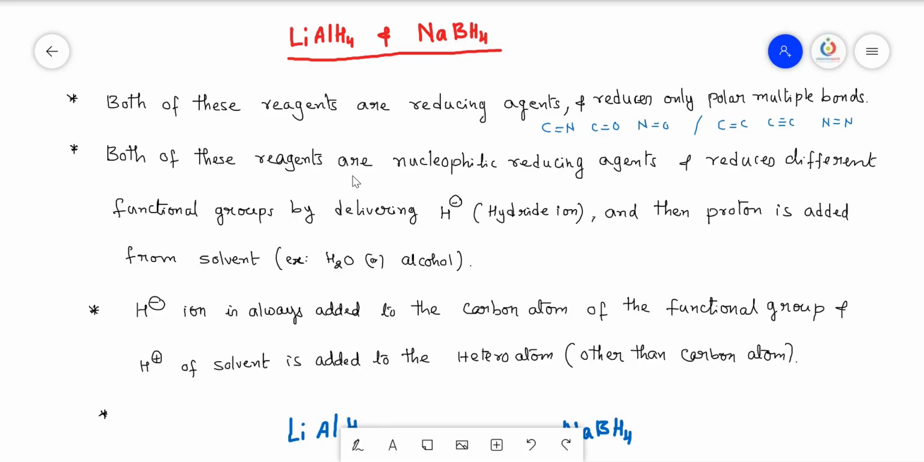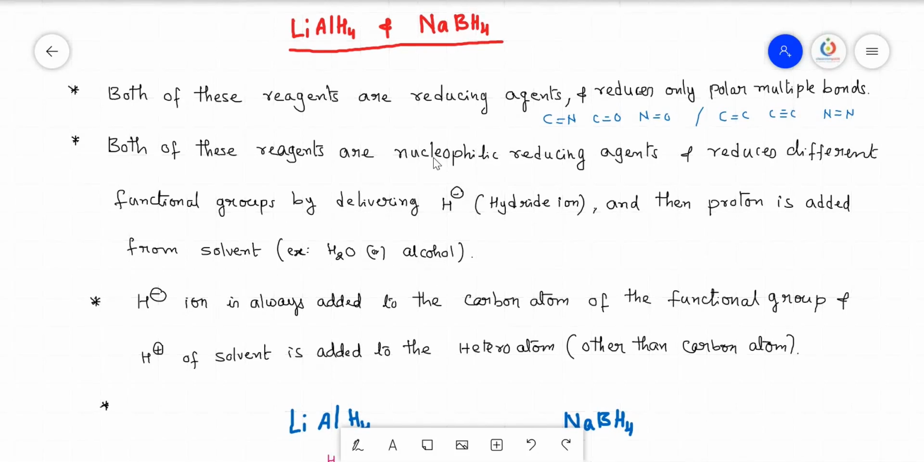Second point is both of these reagents are nucleophilic reducing agents, meaning they reduce different functional groups by delivering H⁻ ion, and then a proton is added from the solvent. So whenever these reducing agents want to attack a particular functional group, they attack by releasing the H⁻ ion. H⁻ ion is a negative ion, so it is the nucleophile, so it preferably attacks the carbon, the positively charged atom in the multiple bonded functional group.